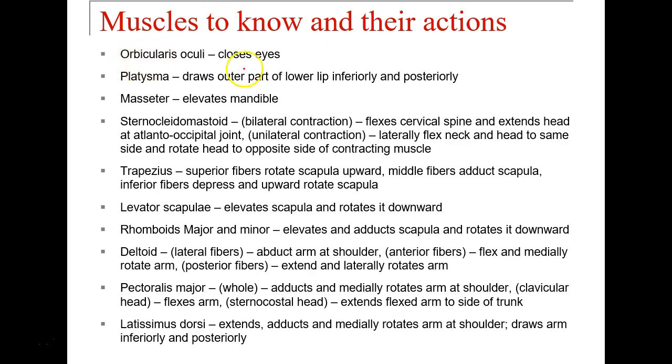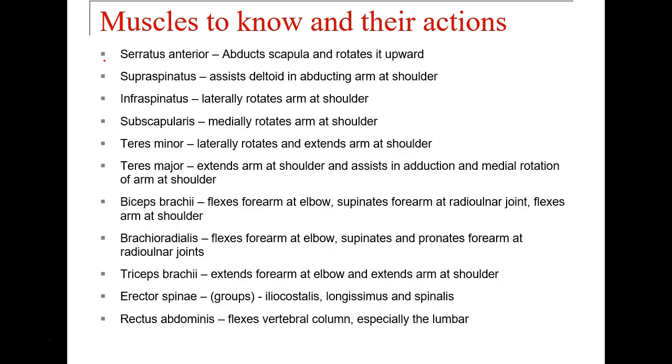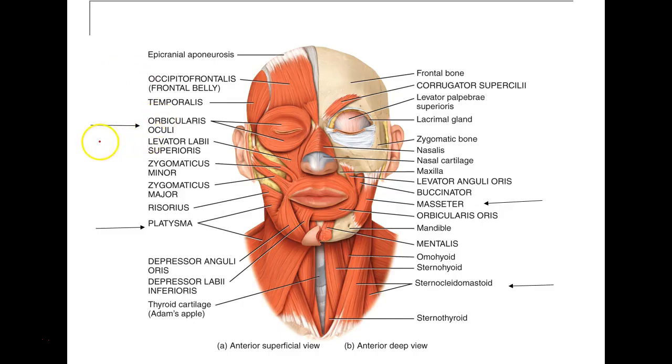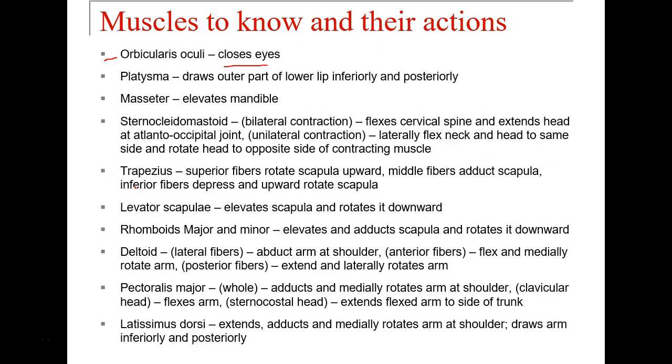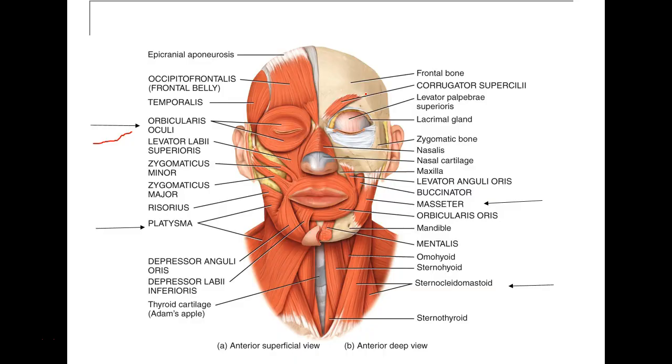So orbicularis oculi, it closes the eye. Pretty straightforward. So what you're wanting to look through with this group of muscles is going to be the location. So you'll have to find it on the body, which they are labeled here. And you'll want to know their actions. So platysma, drawing the outer part of the lip inferiorly and posteriorly. This is going to be this large flat muscle below the jaw.